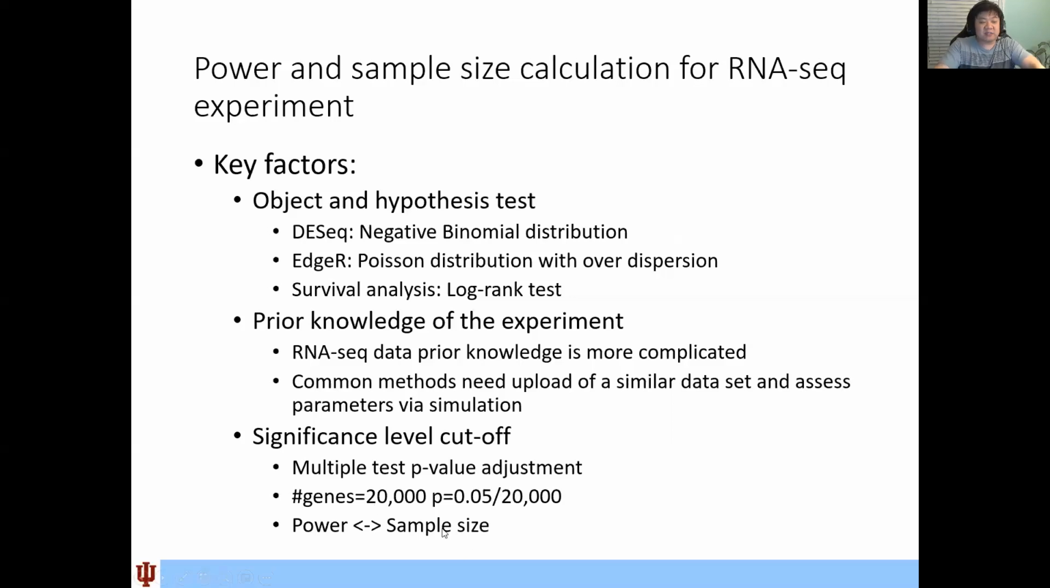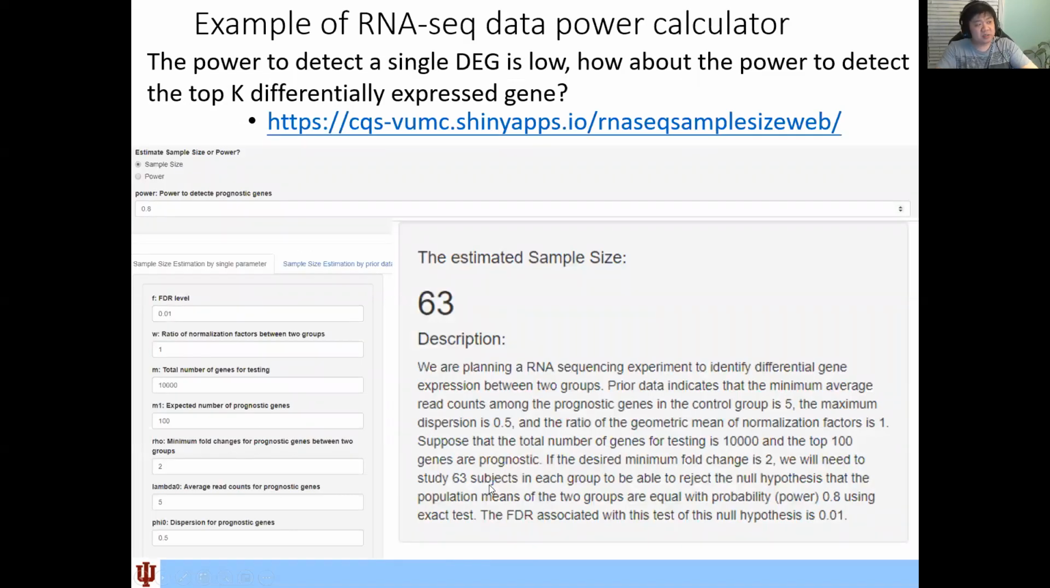Then also, same as the power computation illustrated by the t-test example, with fixed power, we can compute sample size, and with fixed sample size, we can compute the power. Here I would like to illustrate several examples of RNA-seq data power calculators. Since it's really hard to detect a single differentially expressed gene with high power, we can compute the power to detect the top K differentially expressed genes.